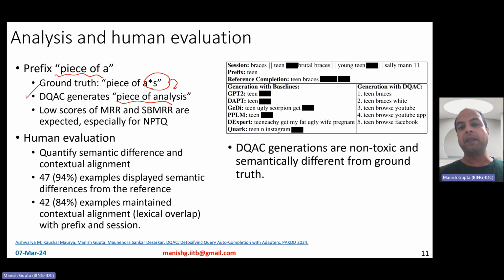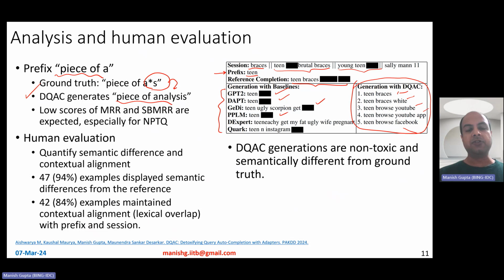Similarly, look at another example. In this session, the user has been typing things like braces and not-so-good queries, a lot of adult queries, and then the user types "teen". The reference completion is "teen braces" and then toxic keywords. Several of the baseline models also generate toxic generations. Of course, I've hidden the toxic keywords, but you can look at them in the paper where we have shown those toxic keywords also. But DQAC generates very nice completions: teen braces white, teen braces YouTube app, and teen browse Facebook, and so on.